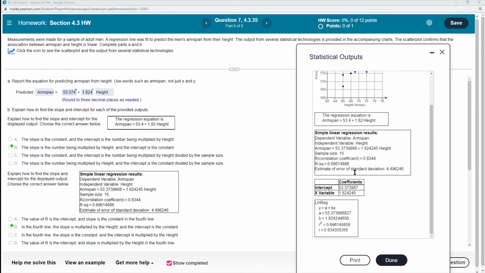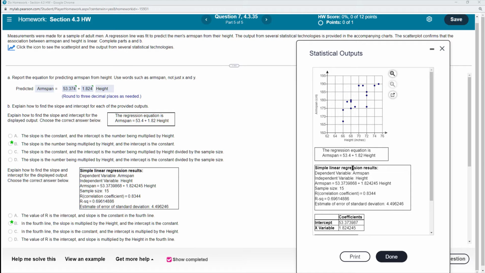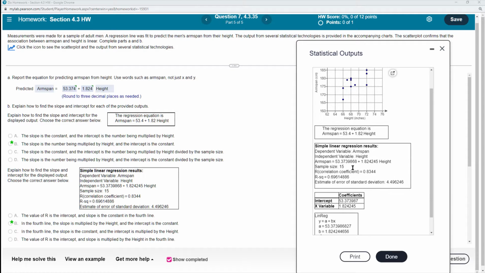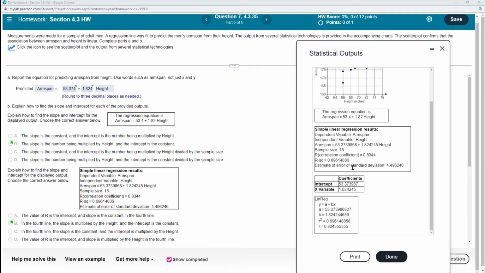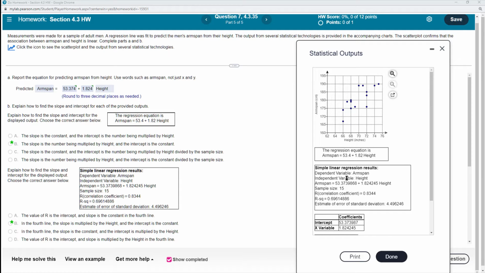So it looks like they did some things from StatCrunch and got some other data from TI 84, 83, then put it all on the same page. The scatter plot confirms that the association between the arm span and the height is a linear relation here. The association is linear. Complete parts A and B.